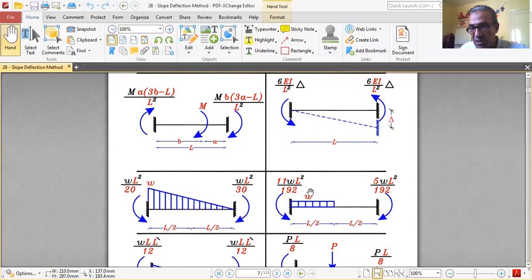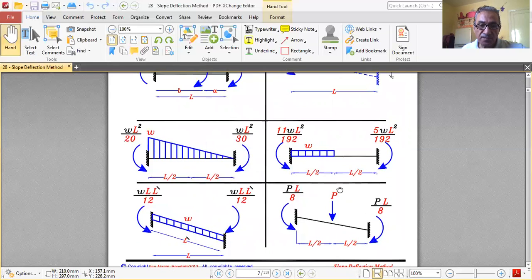What about partially distributed load? W only covering L over 2 and the span is L. The moment at the W is 11WL squared over 192. The moment away from the W is 5WL squared over 192. So it's like more than twice as much. The one close to the load is more than twice the one away from the load. It's 11WL squared over 192, 5WL squared over 192.